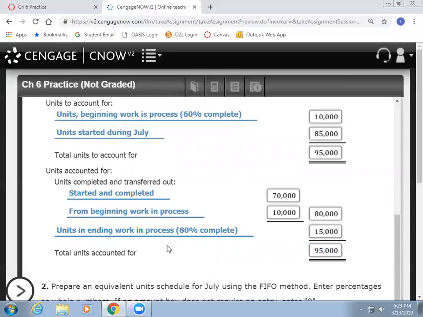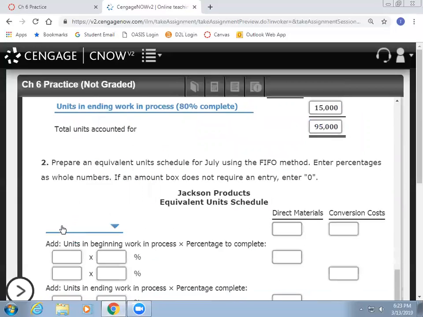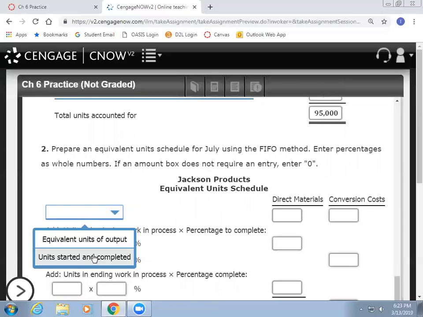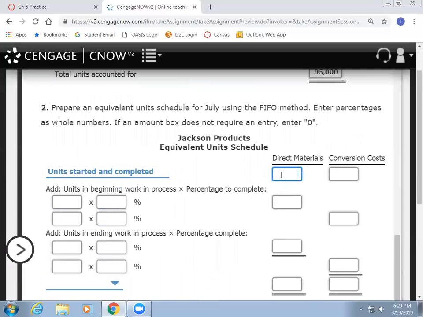So we have 95,000 total units to account for. We've reconciled that. And then it wants us to do an equivalent unit schedule using the FIFO method. Well, how that works is we're going to start with units started and completed. And that we know was 70,000, both in respect for materials and conversion costs. 70,000 units were started and finished.